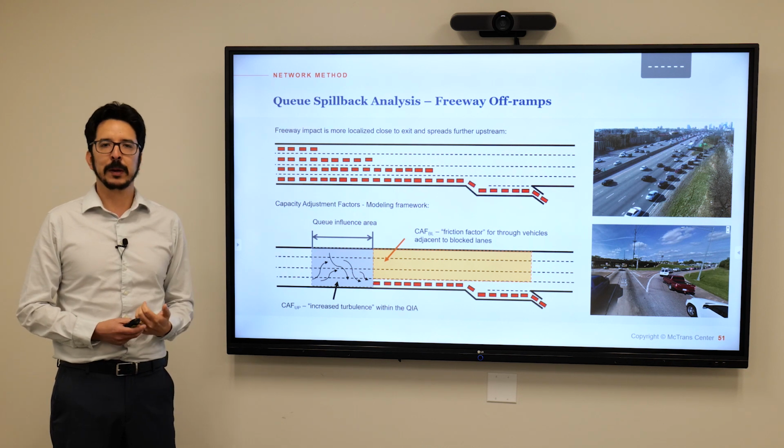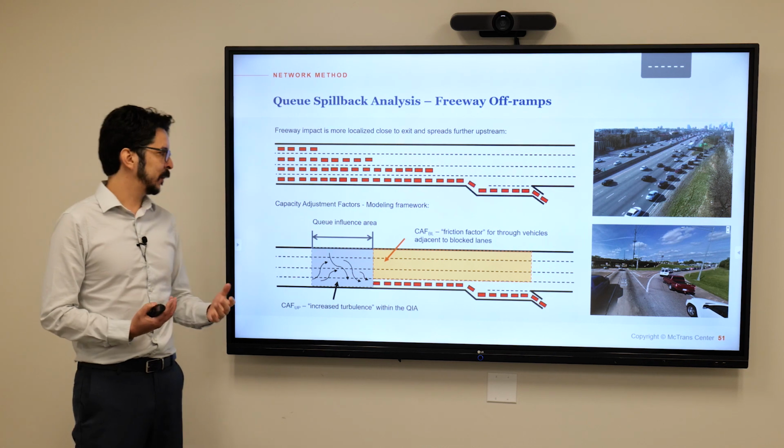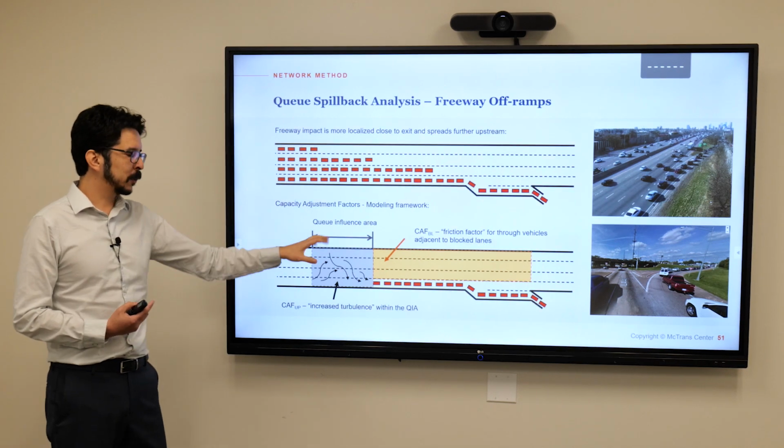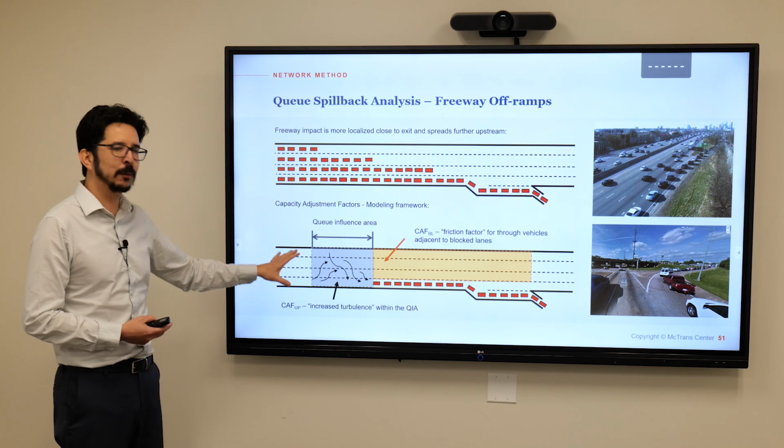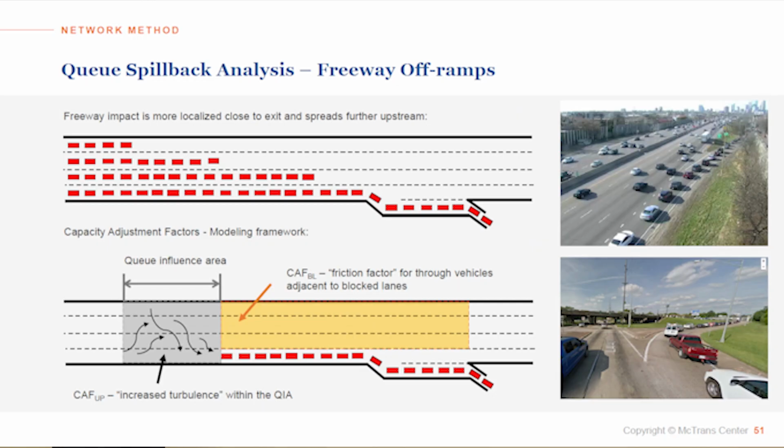How it's modeled in the new methodology, as you can see here at the bottom, we have two adjustment factors. One of them is what we call adjustment in the queue influence area. What research has found is that when drivers are approaching the back of the queue and they realize there's a queue, they quickly adjust their position. So drivers that intend to leave the off-ramp, they quickly move to the right to join the back of the queue, while drivers that intend to travel through the segment, they quickly move to the left to avoid the queue, and that creates additional congestion, turbulence that affects capacity.